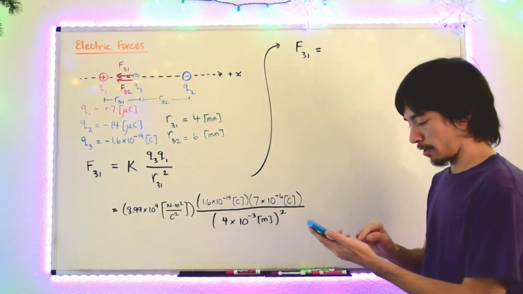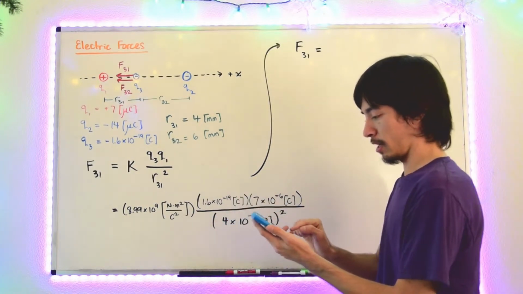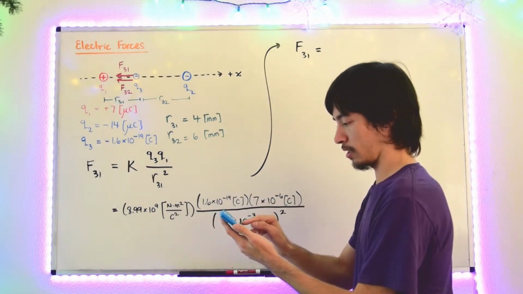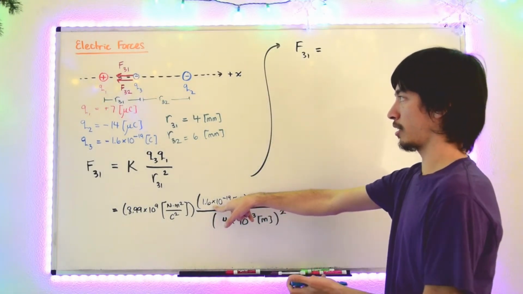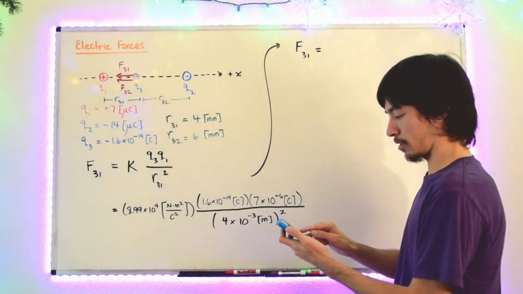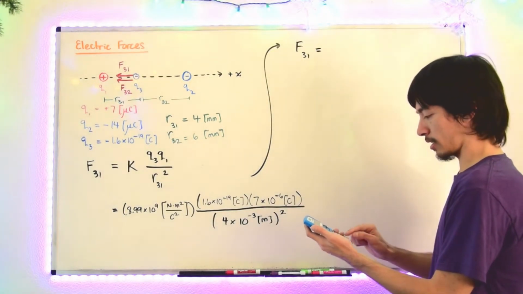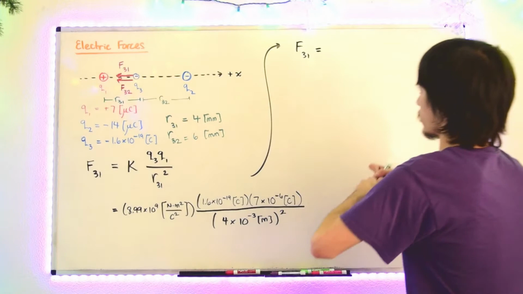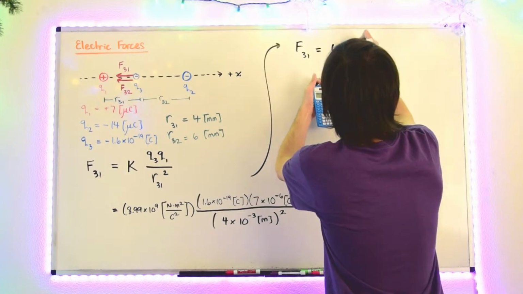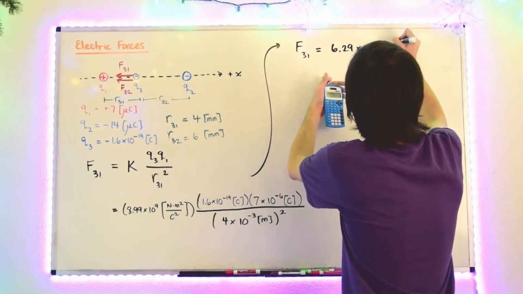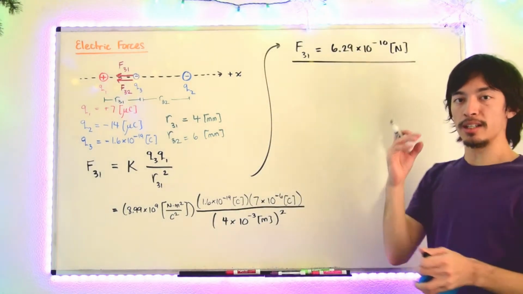So we have 4 times 10 to the minus 3 squared, and that's in the bottom, multiplied by Coulomb's constant, multiplied by the charge of the electron or proton, in this case it's the electron, so times that charge, times 7 times 10 to the minus 6th. Okay. And I get that this force, magnitude-wise, is 6.29 times 10 to the minus 10th newtons. Okay, so we get that force there, but we're not done yet.